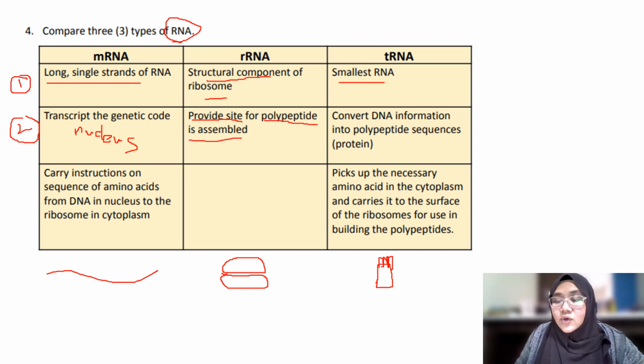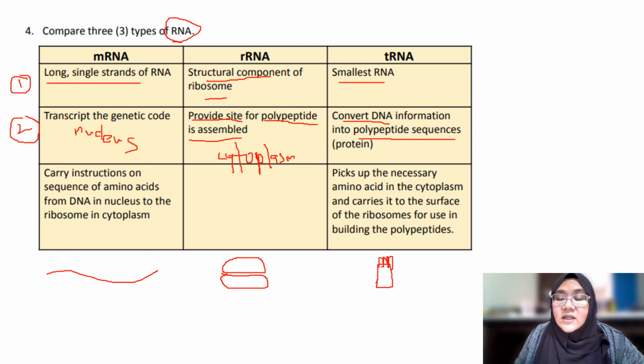This is where the formation of the polypeptide takes place, forming clusters of protein, where the polypeptide chain is produced, giving the protein its primary structure, and this happens in the cytoplasm. So actually rRNA is the site for polypeptide assembly. And the function of tRNA is to convert the DNA information into a polypeptide sequence.